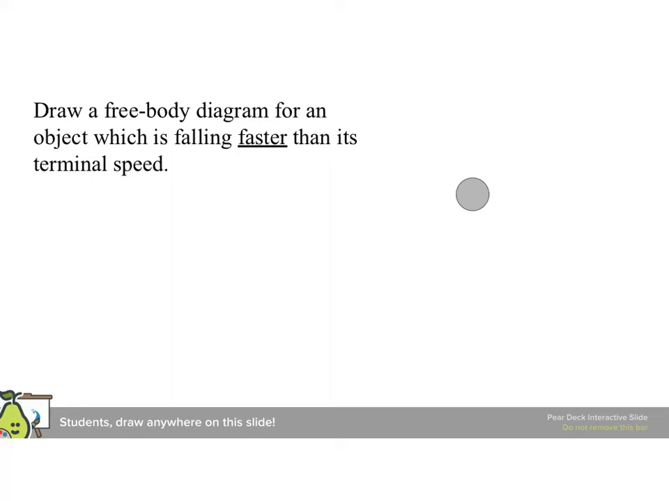All right. Draw a free body diagram for an object which is falling faster than its terminal speed. In this case, what I want is that the relative scale of the vectors is correct. As always in drawing free body diagrams, let's start with gravity because it's a non-contact force and it's embarrassing to leave it out.